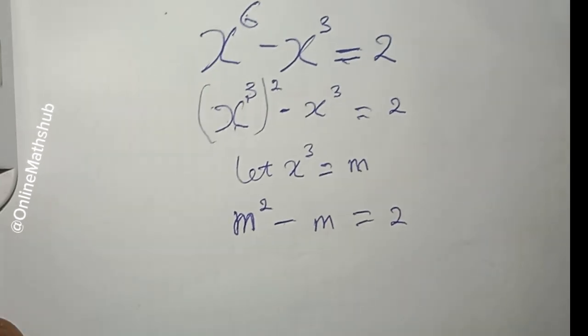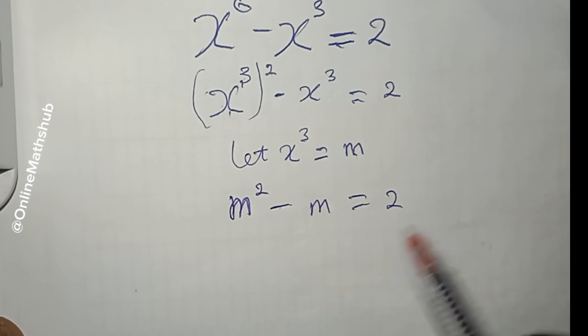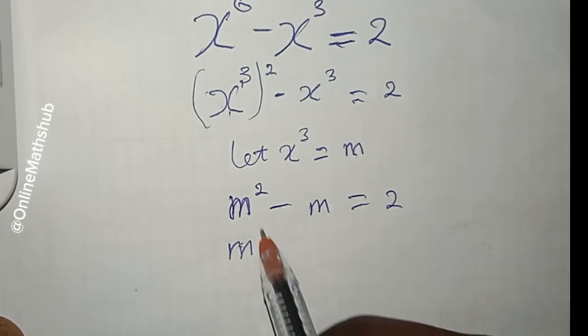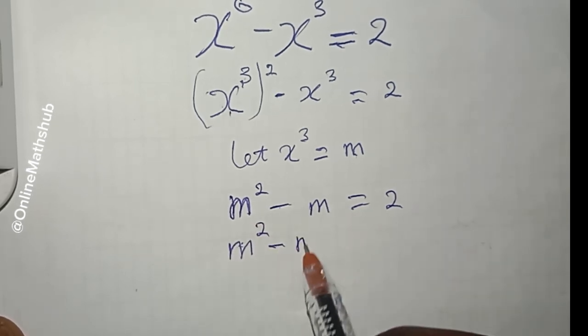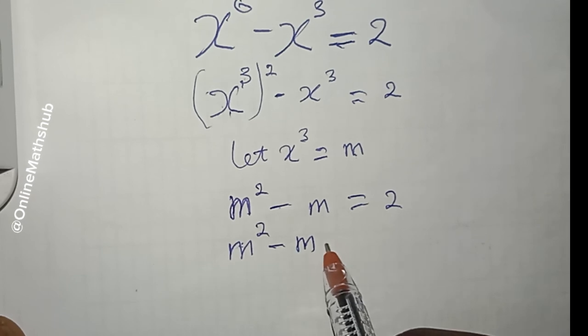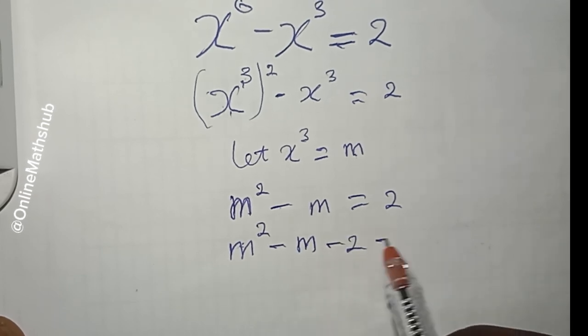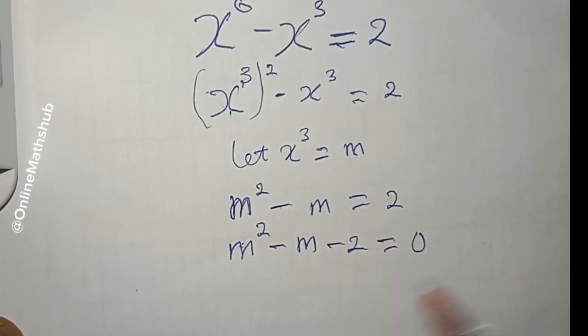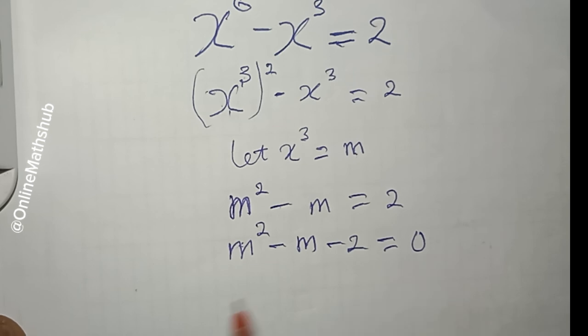Okay, so what I'm going to do next is actually to subtract 2 from both sides. So if I do that, what I'm going to be having is m squared minus m, and then minus 2 is equal to 0. So clearly this is a quadratic equation, and then we can just proceed to use the formula method to solve this.